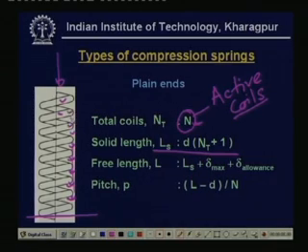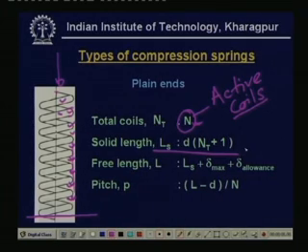So these are the number of coils, each having D, so D into NT, and plus 1, as I told you, to take care of the other coils which may or may not be actively taking part. Although you can see all the end coils are taking part actively, still for these parts all together add up to another value 1. So we get the solid length as it is given here.